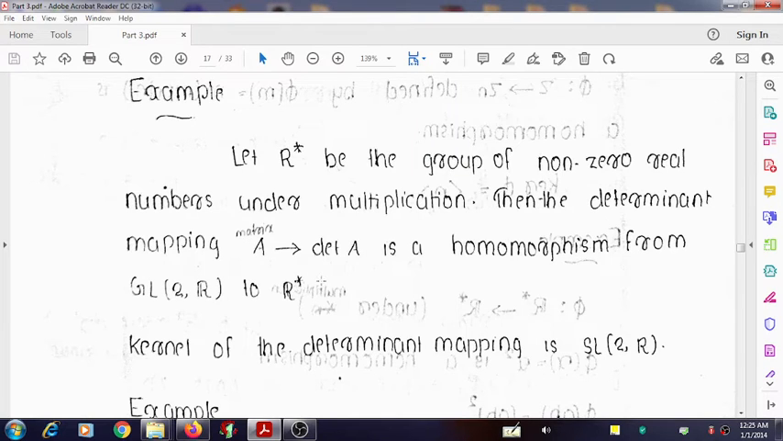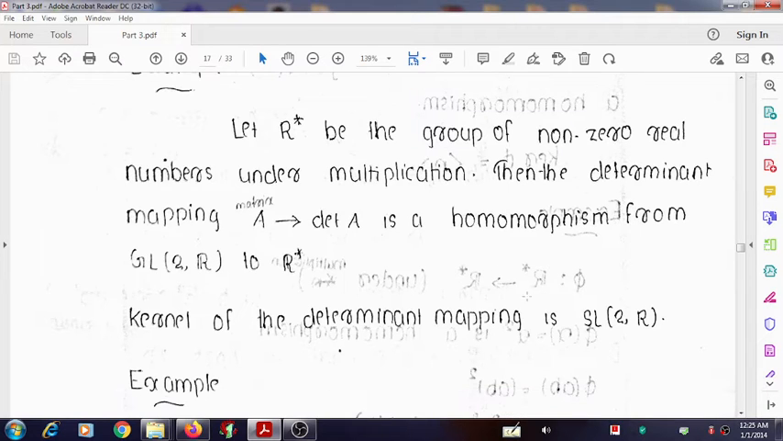It's because you can take two matrices A and B. Suppose A and B are two matrices, then phi of AB equals phi A into phi B. We have studied that result in lower classes: when the product of two 2 by 2 matrices is taken, the determinant of the product AB equals determinant of A into determinant of B. So due to that, the operation is a homomorphism.